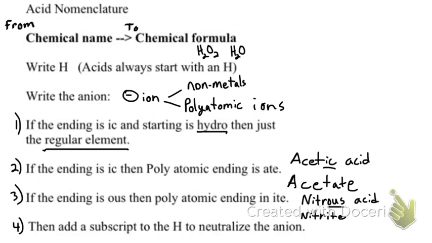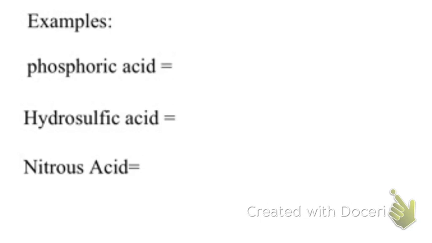So here we go. The three examples we have right now are phosphoric acid, hydrosulfuric acid, and nitrous acid. Phosphoric acid does not have a hydro, so it must be a polyatomic ion. It ends in ic, so you can bet that polyatomic ion is ate. So this must be our phosphate polyatomic ion. Then we have nitrous acid. Nitrous acid was our example before. It must be nitrite.